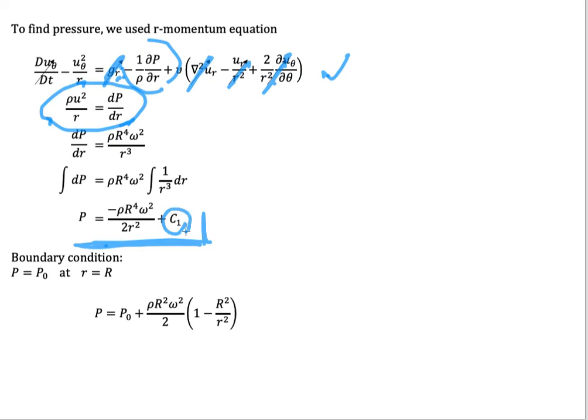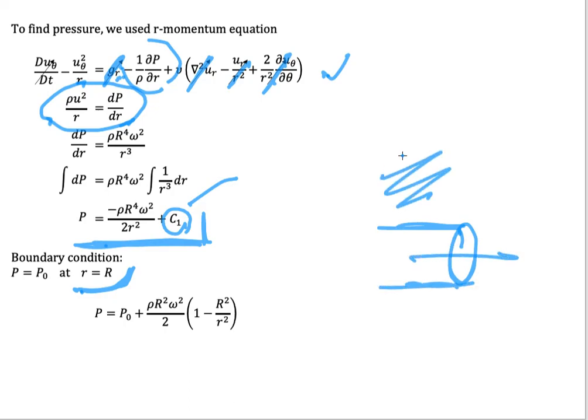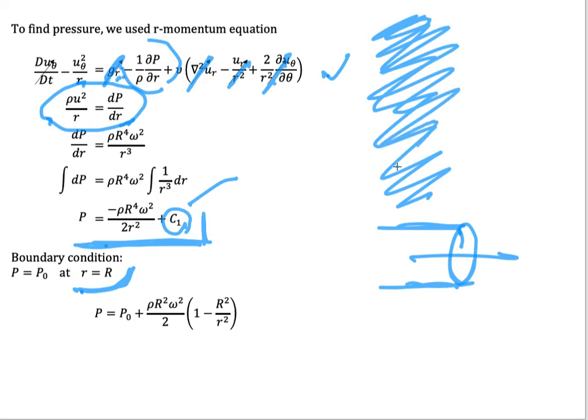For sure, after integration we get a constant. So we need to calculate the value of the constant. So we put the condition. Here in the condition, we assume that at R equal to capital R, the pressure will go into P naught. This means that if we have a rotational cylinder like this, there is a lot of fluid around the cylinder.